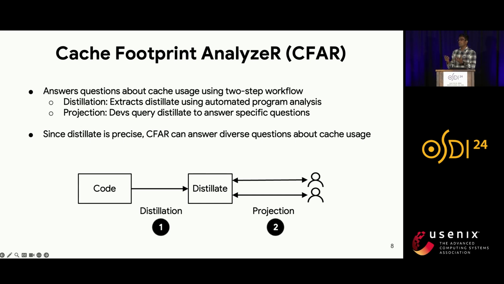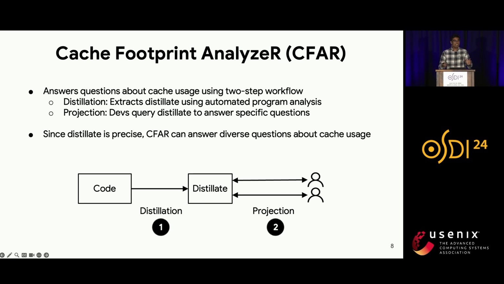And CFAR does this in two phases. In the first phase, it uses automated program analysis to extract the distillate from the code. And in the second phase, it allows developers to query the distillate to answer their specific cache usage questions. And the key idea behind this two-phased workflow is the flexibility it provides. Because the distillate is precise, developers can use it to answer diverse questions about cache usage. I'll give you an example of this later in the talk when I show you how developers can go beyond performance analysis and also analyze security properties of their code.